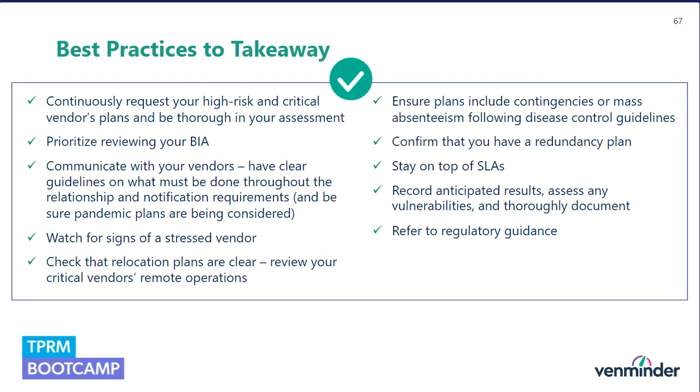All right, now let's wrap this up with a few best practices for reviewing business continuity, disaster recovery, and pandemic plans. You'll want to continuously request your high and critical risk third parties' plans and be thorough in your assessment. Prioritize reviewing your business impact analysis, your BIA. Communicate with your vendors. Have clear guidelines on what must be done throughout the relationship.